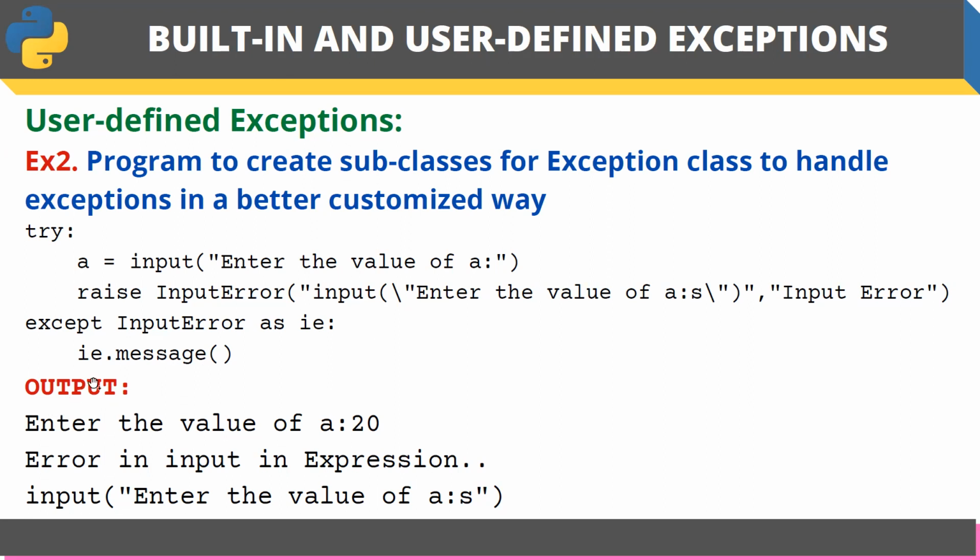So now, whenever we execute this program, what is the output? Enter the value of a. First it will ask, and we have given 20. Then it will raise the InputError. Then it will print 'Error in input expression' and the input 'Enter the value of a'. Whatever we have given for this raise, it will simply print.